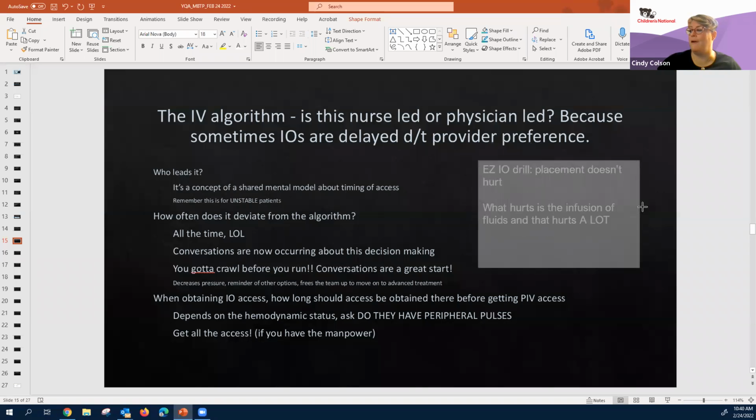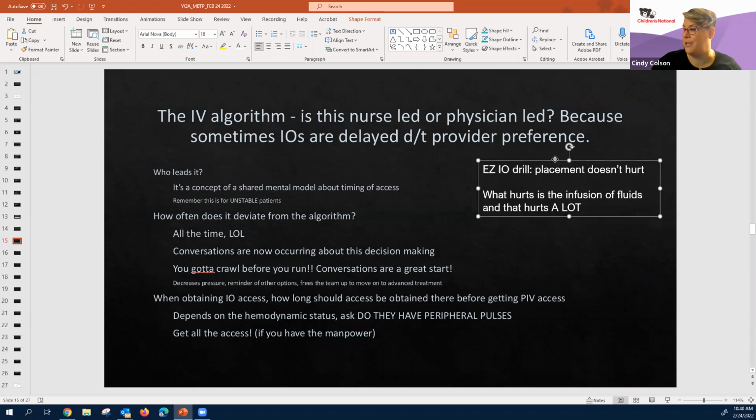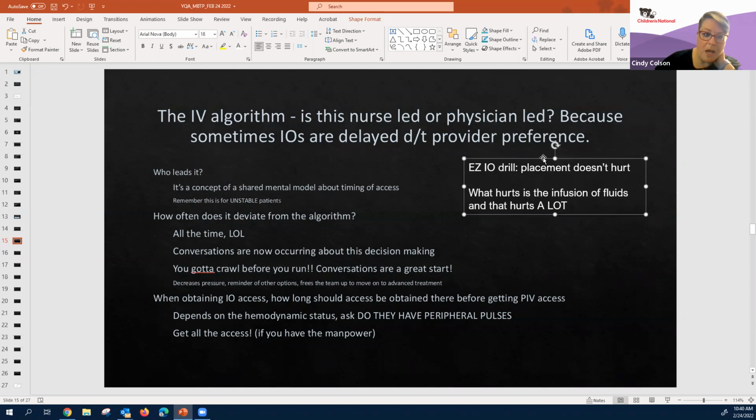Yeah, being in the field and in paramedicine, even with the Jamshidis, placement of an IO is really not painful. It's the infusion of fluid that is the killer. A lot of times in adult medicine, I haven't seen this done in pediatric medicine, because most of the time in pediatric medicine, if we're putting an IO in, the kid's completely out anyway, so they're not going to feel it. But they'll mix some lidocaine in with the fluid to numb that area a little bit.